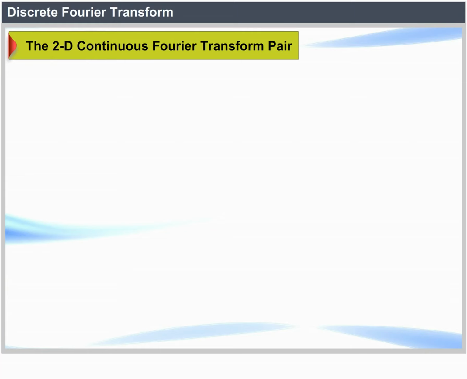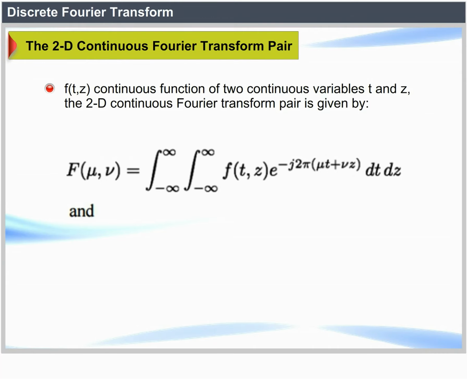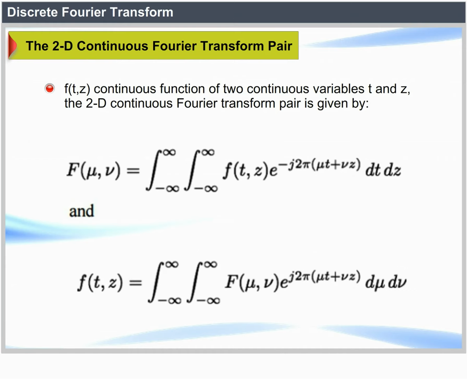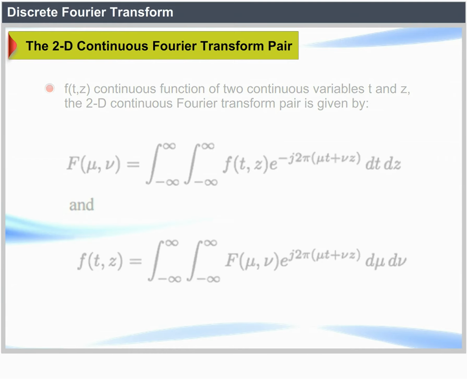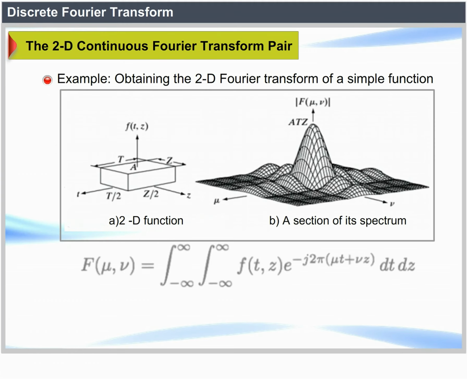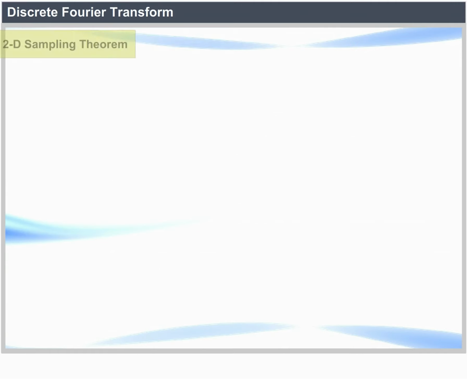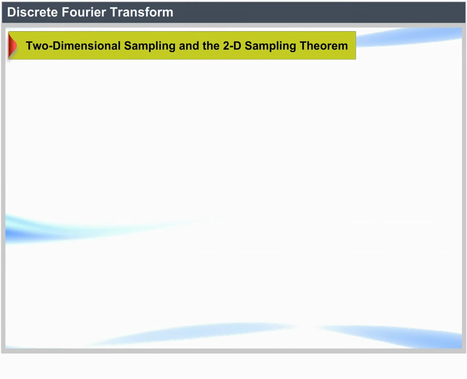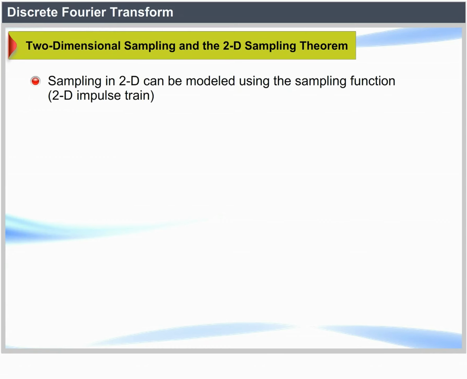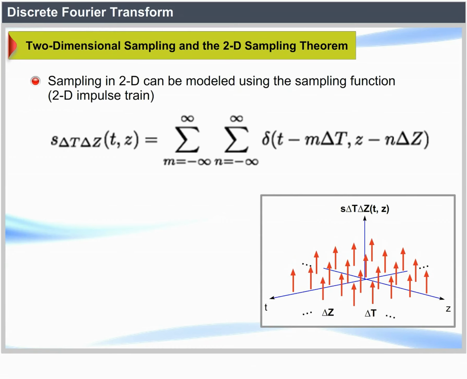Two-dimensional sampling and the 2D sampling theorem. Sampling in 2D can be modeled using a sampling function, a 2D impulse train, as per the equation shown on the screen. Multiplying f(t, z) by s delta T delta Z (t, z) yields a sampled function. f(t, z) is said to be band-limited if its Fourier transform is 0 outside of a rectangle, minus mu max to mu max and minus nu max to nu max.